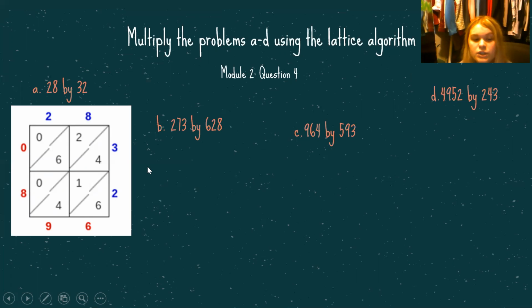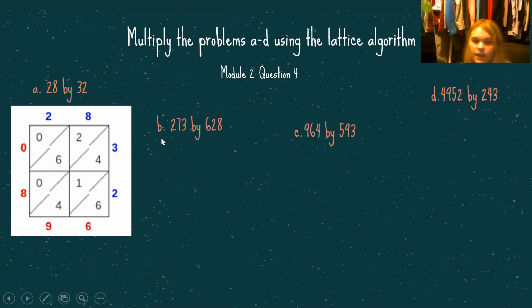Then we're going to do addition along the diagonals. This one stands by itself, so that's just going to be 6. 4 plus 4 is 8, plus 1 is equal to 9. 6 plus 2 is 8, and 0 plus 0 is 0. So 28 by 32 is equal to 896.